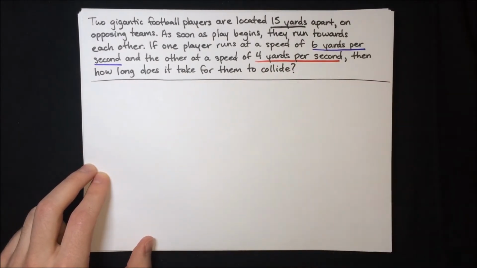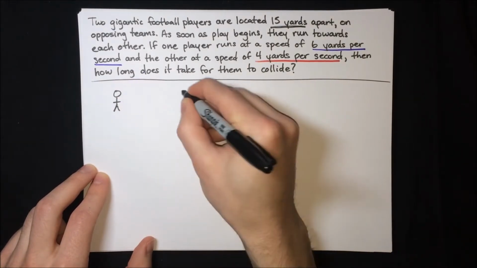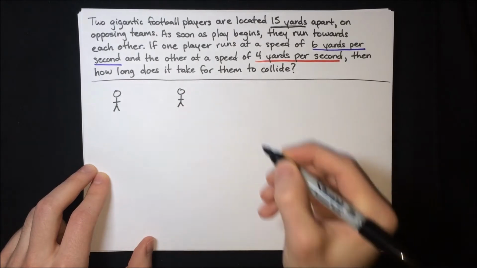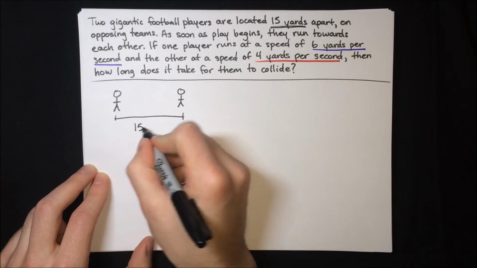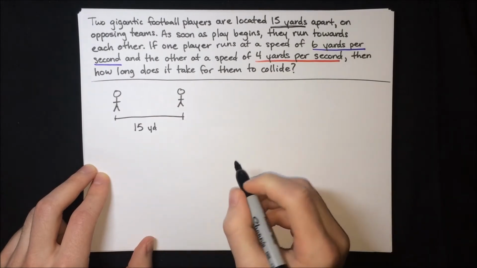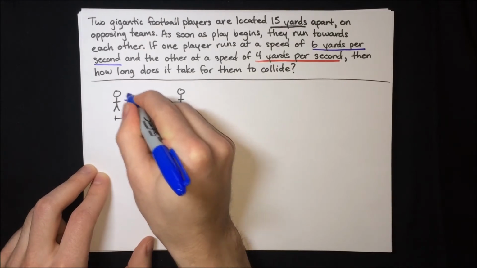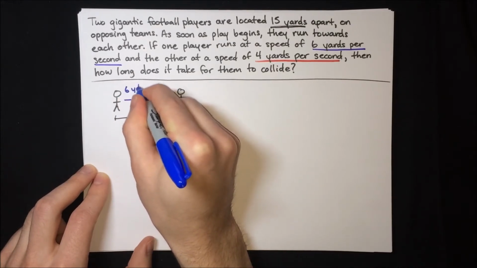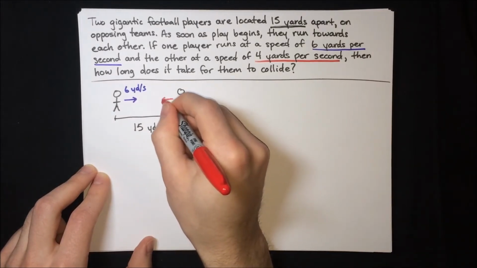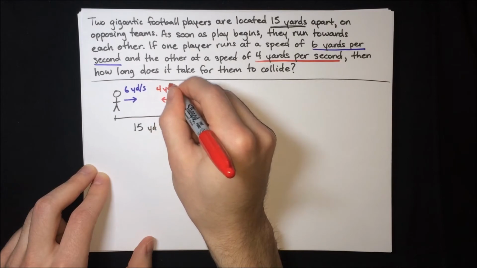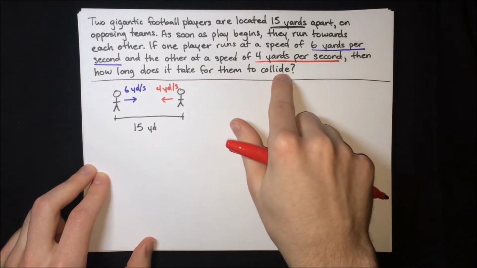Well, let's draw up a little diagram of what's happening. We've got two football players, and initially they're at a distance of 15 yards, and one of them is running at 6 yards per second, and the other one is running at 4 yards per second. And we want to find how long it takes for them to collide.